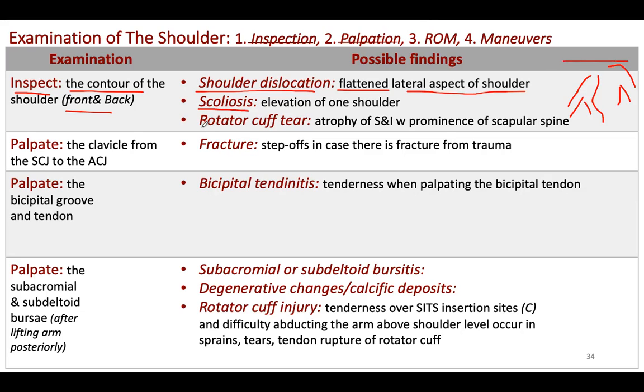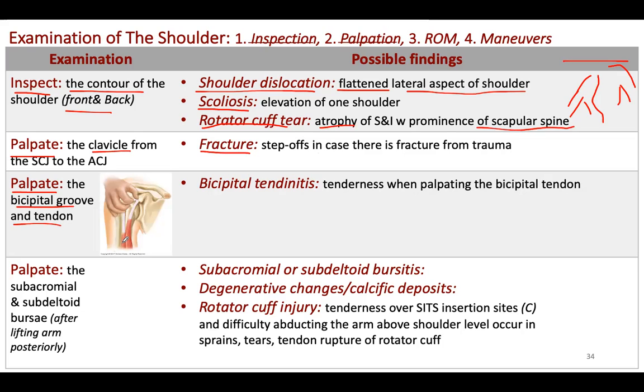And rotator cuff tears may show atrophy at the insertion point, with prominence of the scapular spine sometimes. Also palpate the bones, like the clavicles, especially following trauma, because you can detect a fracture of the clavicle. Again, palpate the bicipital groove and the bicipital tendon to diagnose bicipital tendinitis.